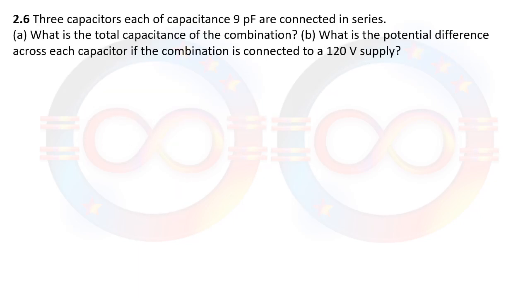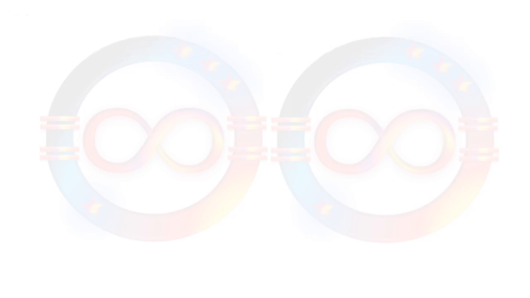Question number 2.6: 3 capacitors, each of capacitance 9 picofarad, are connected in series. Just before going to question number 2.6 and question number 2.7, I want to give a brief explanation of series combination and parallel combination, because it's important for you to know how and why we can easily find the answer for series combination as well as parallel combination.